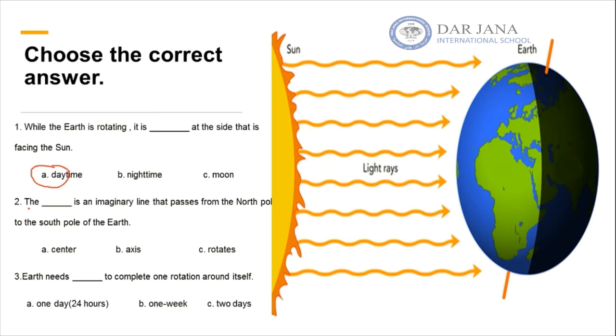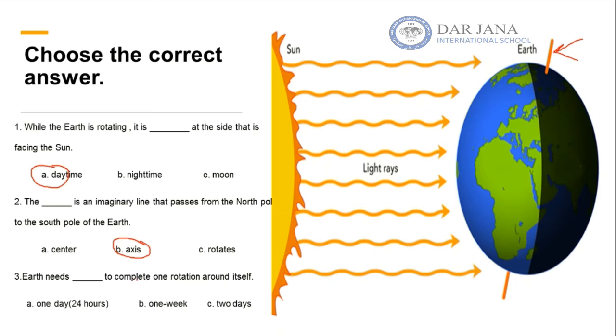Now the second one. What is an imaginary line that passes from the North Pole to the South Pole of Earth? What do we call it? Do we call it center, axis, or rotates? We call it the axis. Can you point at the axis? It's over here. This is the imaginary line I'm talking about.